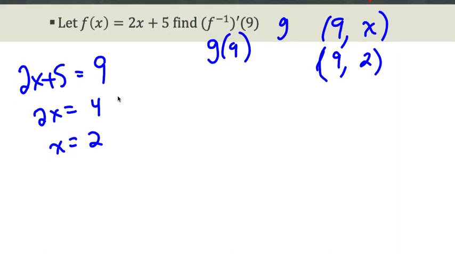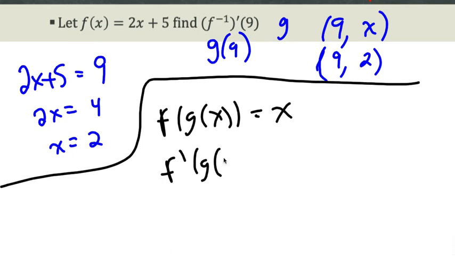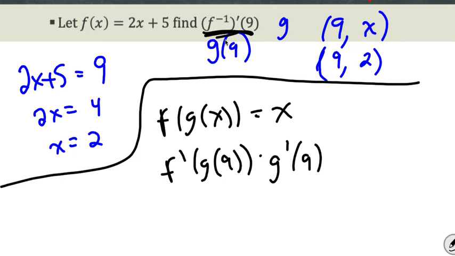So, again, let me separate this here. I'm going to go back to my f of g of x equals x, and I'm going to say f prime of g of 9 is equal to f prime of g of 9 times g prime of 9, which is our answer, that's what we're looking for right here. Okay, g prime of 9 equals the derivative of x, which is 1.